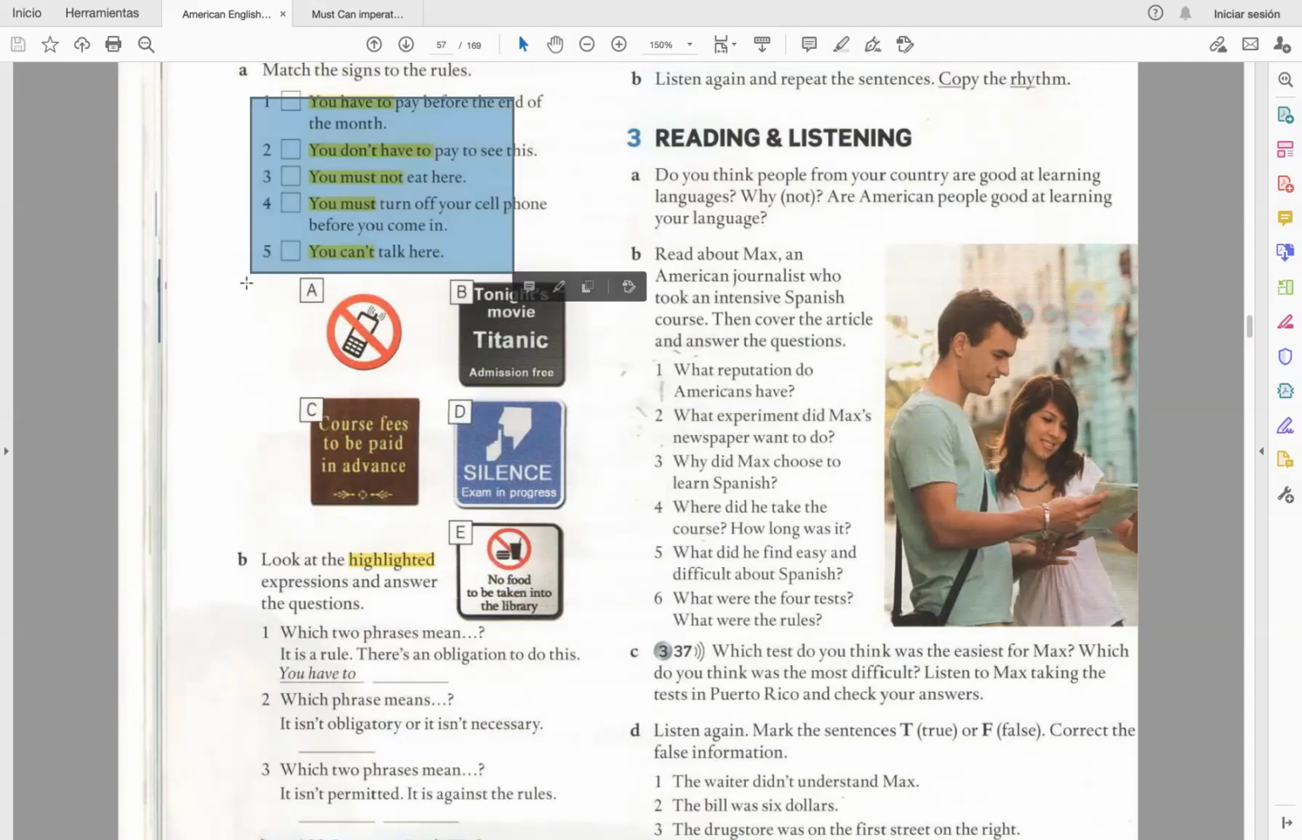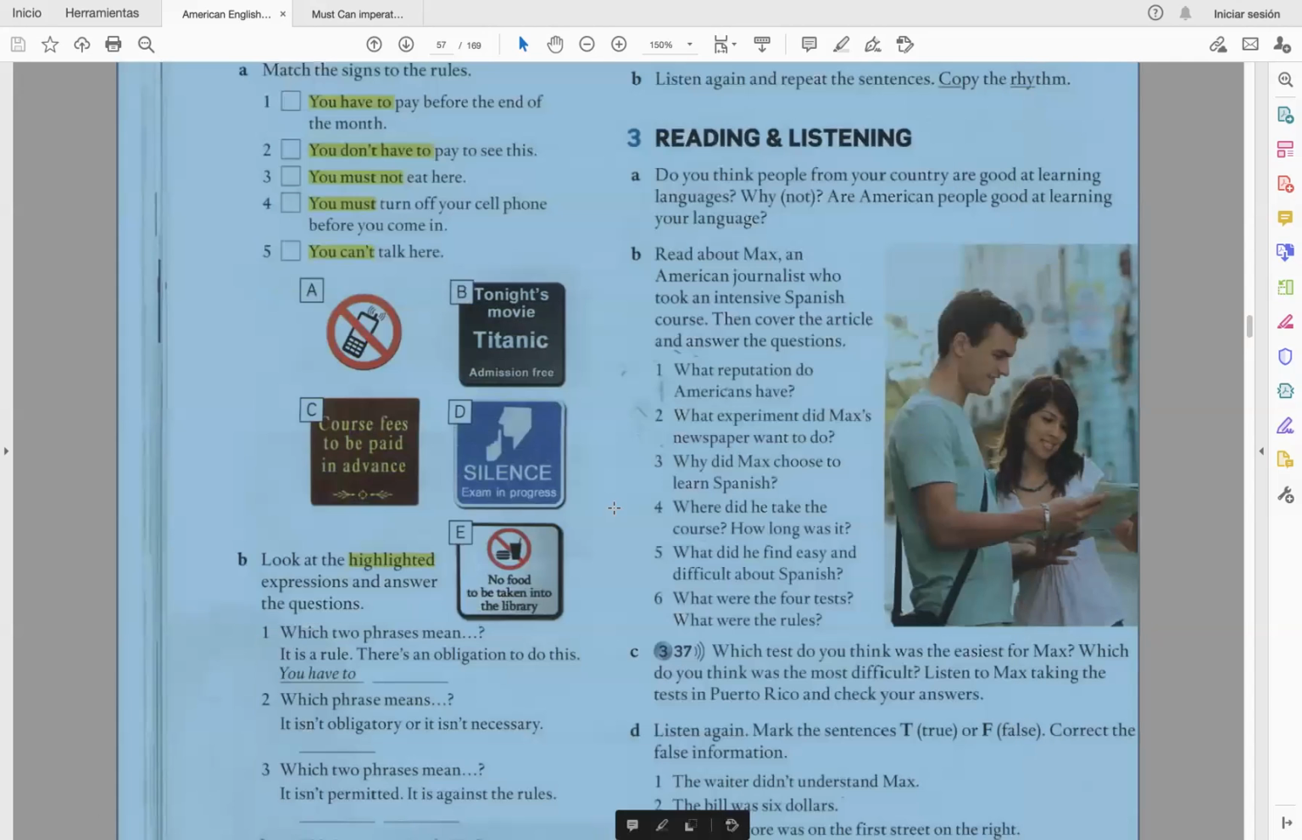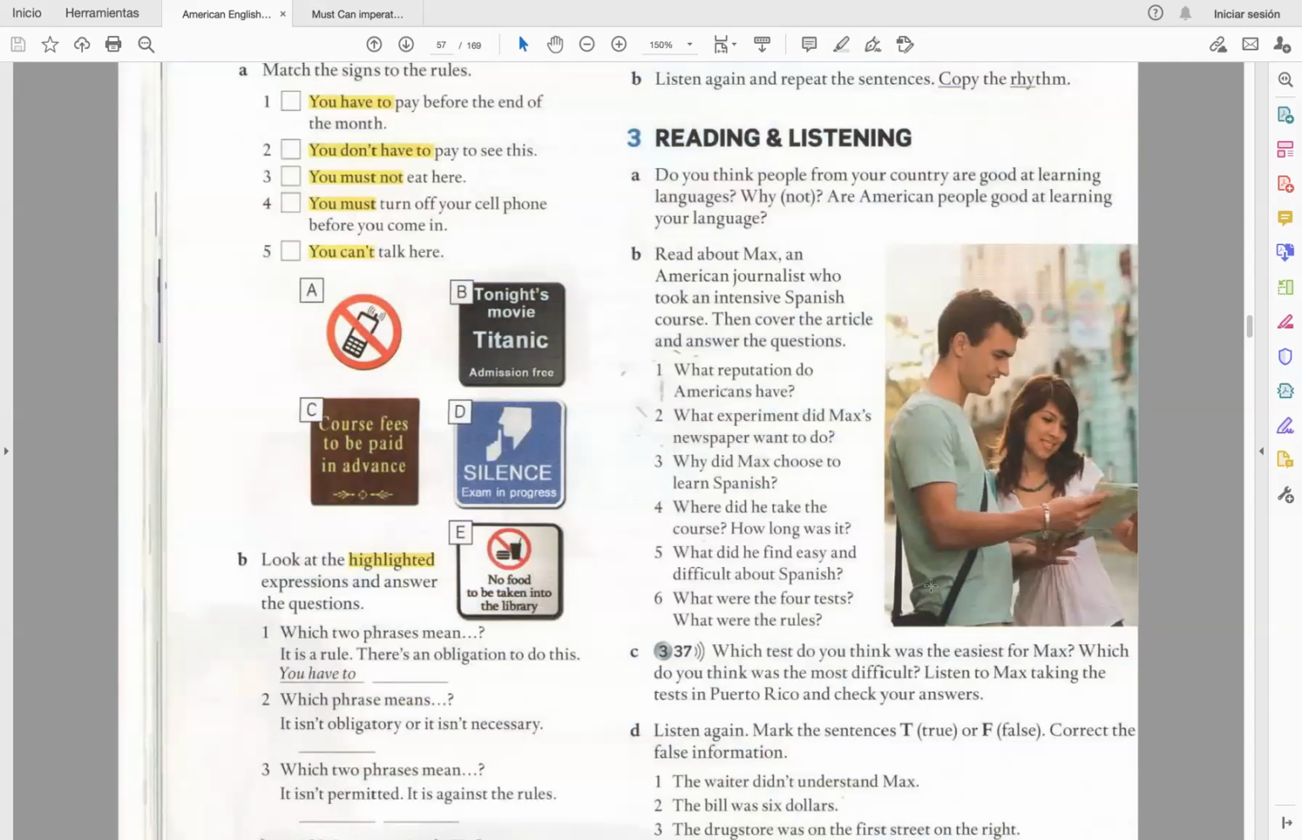Okay, so I'm gonna give you around 5 minutes, 6 minutes to connect instructions, signs, and rules. Okay? So you have 6 minutes. Go.